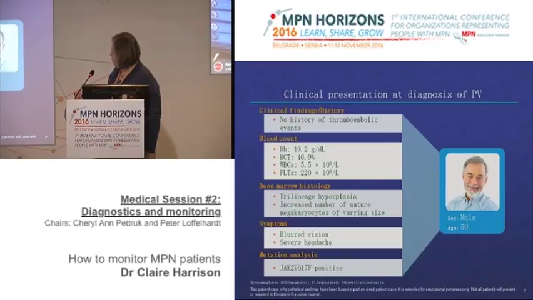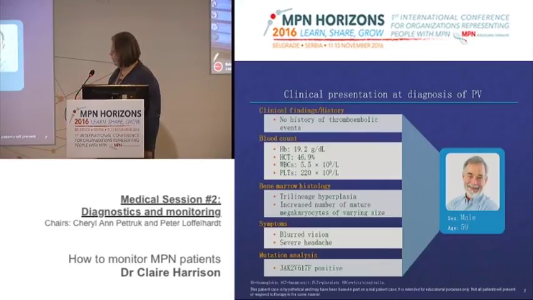It shows trilineage hyperplasia. That means all the different types of blood cells are increased. Increased number of mature megakaryocytes of varying size. I should be able to test you all on that now. You saw some beautiful pictures. The patient has blurred vision and severe headache.